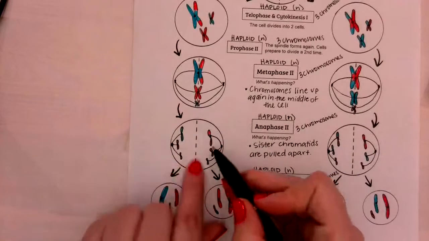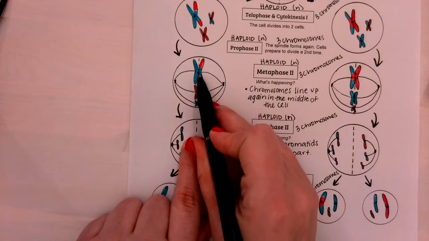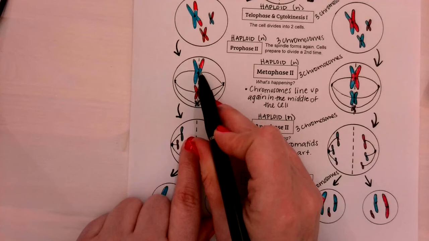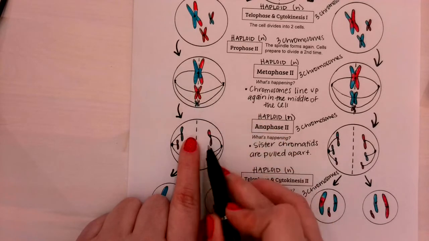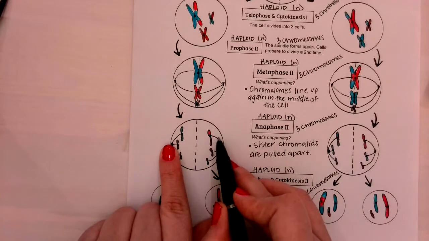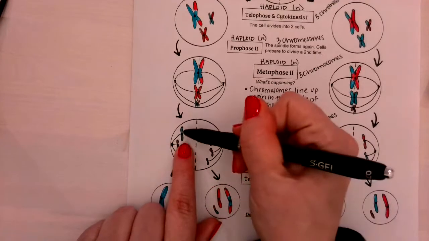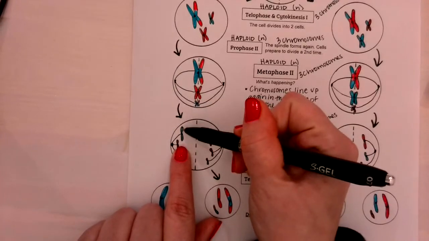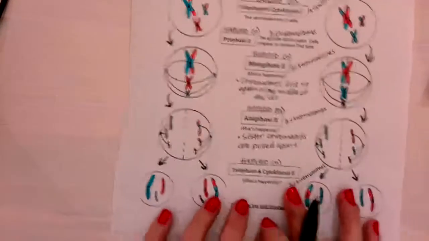Okay, so these two sisters used to be connected by a centromere, but that chromosome was pulled apart. So we now have this sister on this side and this sister on this side. So they've been pulled apart. Remember, sister chromatids, this is still considered a chromosome. This is still considered a chromosome. We've just pulled them apart.